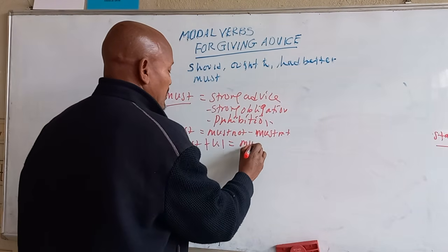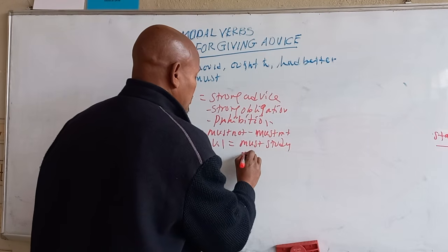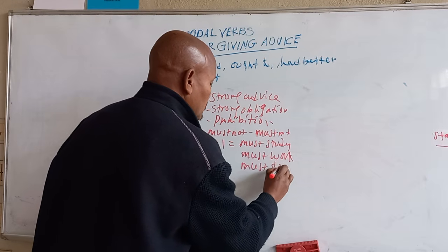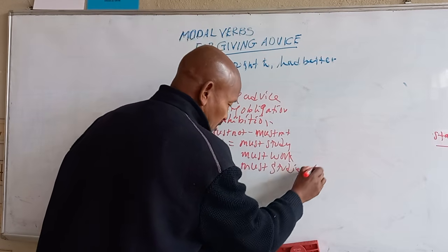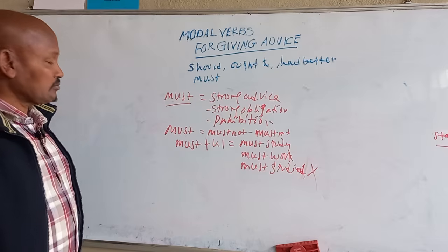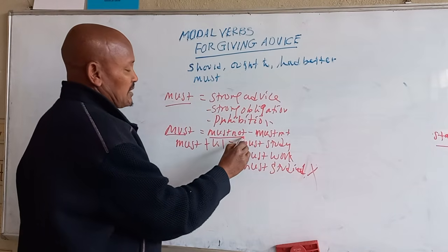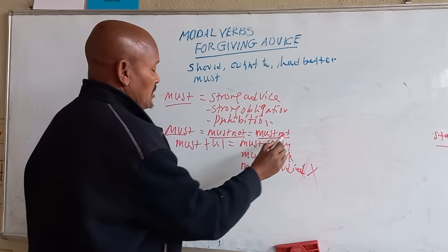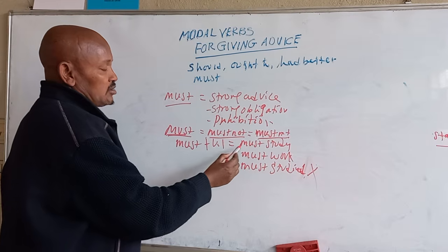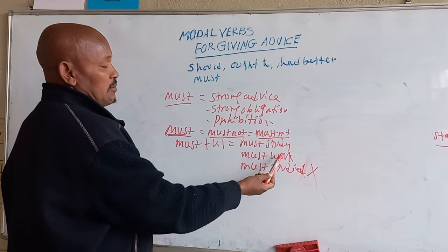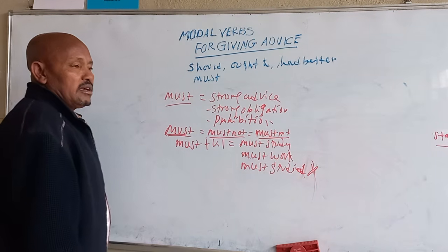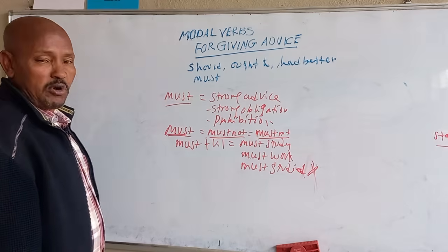Examples: must study, must work, but not "must studied." If you write like this, it's wrong. The negative form is must not, or the contraction mustn't. So the correct form of must is must plus verb 1: must study, must work. But "must studied" is completely wrong. So this is the correct one.